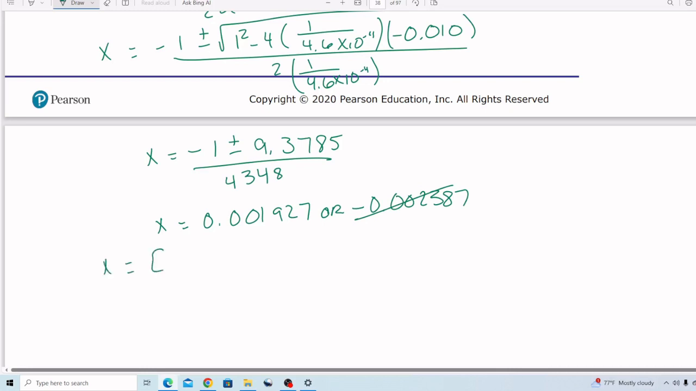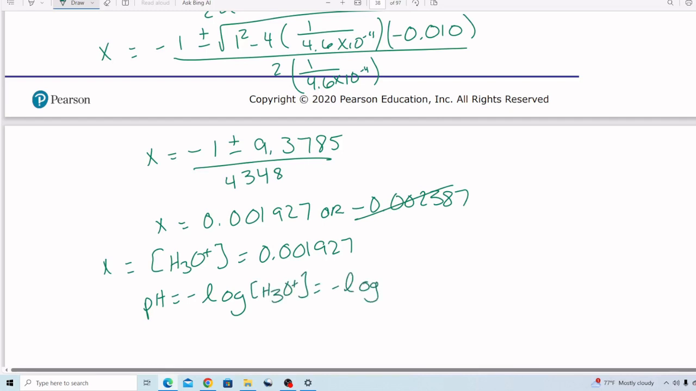So X is equal to the H3O+ concentration at equilibrium, which is equal to 0.001927. So we can calculate our pH. The pH is equal to the negative log of the H3O+ concentration, which is equal to the negative log of 0.001927, which is equal to 2.72. So the pH of this solution is 2.72.